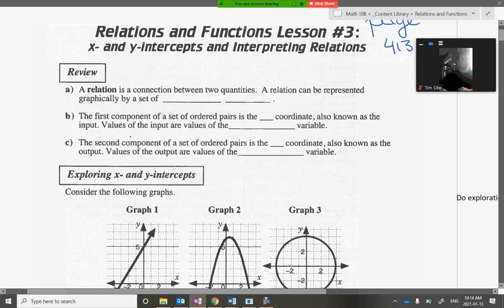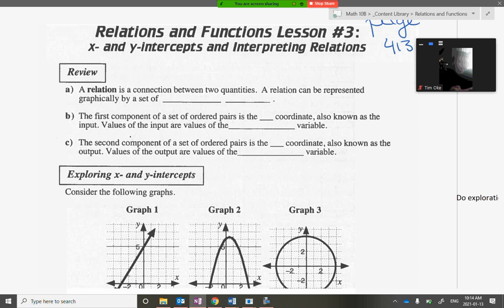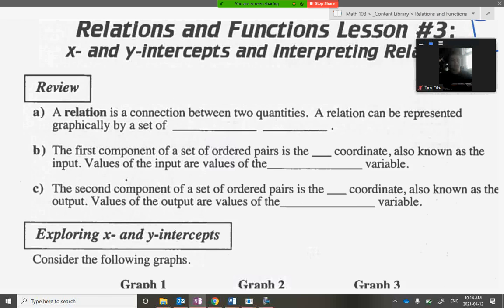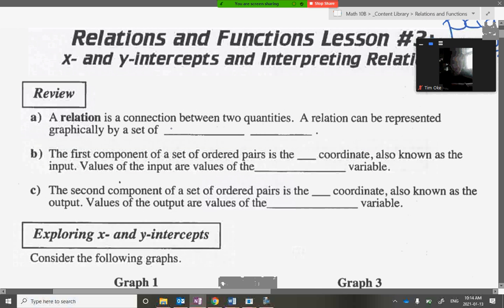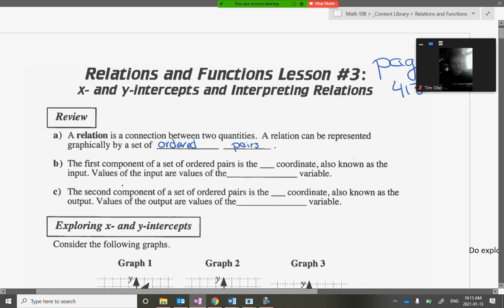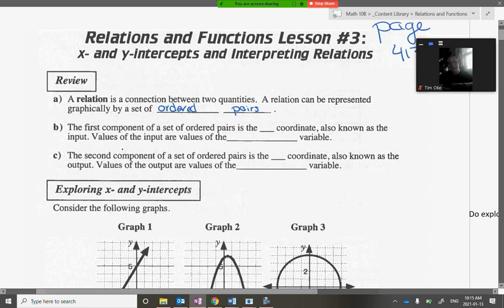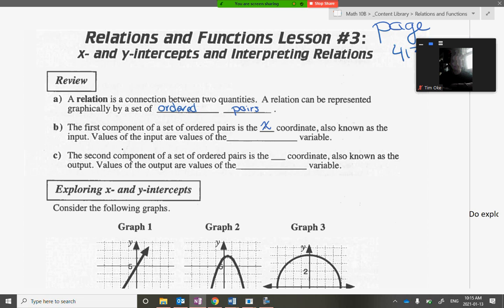Page 413. So yesterday we just introduced our ideas behind relations. Workbook's open, pages there, guys. So a relation is a connection between two quantities. It can be represented as a set of ordered pairs. The first component of the ordered pair is always our x coordinates, also known as our input, also known as the independent variable.